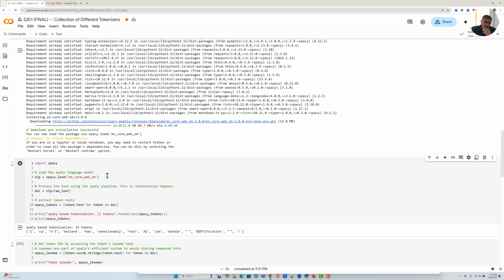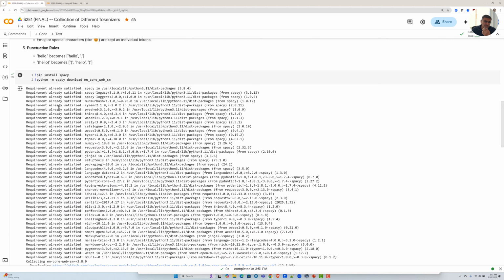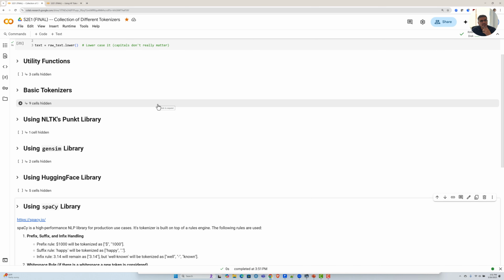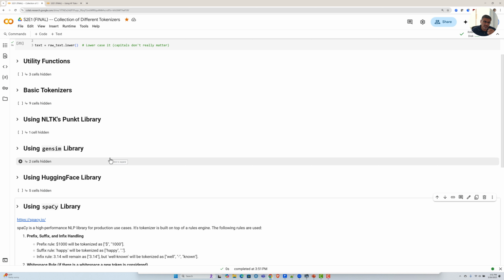So as you can see, there are different ways in which you could tokenize. For extremely basic projects, you can use a whitespace tokenizer. I wouldn't recommend it, but you could if you want. Or you could use NLTK, the Gensim library, or spaCy if you want rule-based. Or if you want to go down the path of the more cutting-edge BPE tokenizer, then you would use the Hugging Face tokenizer. I would recommend going with a BPE-based tokenizer.